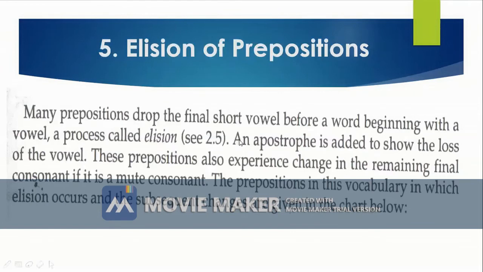Many prepositions drop the final short vowel before a word beginning with a vowel, and that is called elision. So you drop the vowel, that we have encountered this before, and in doing that, you place an apostrophe to show the loss of a vowel. These prepositions also experience change in the remaining final consonant if it is a mute consonant. The prepositions in this vocabulary in which elision occurs and the subsequent changes are seen here.